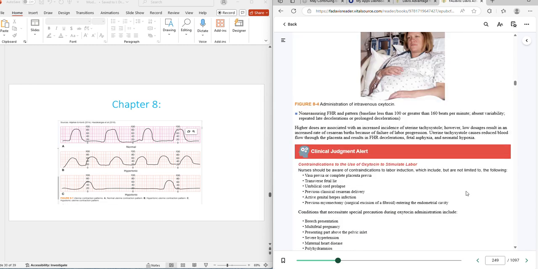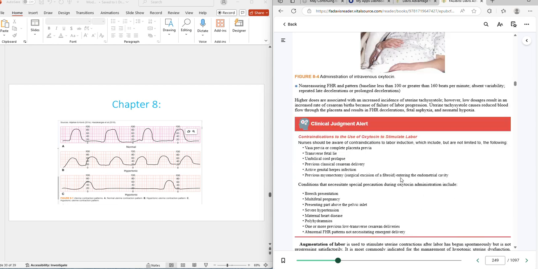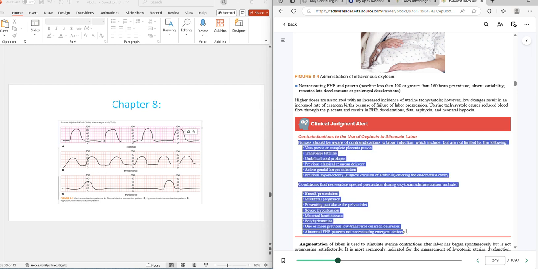Clinical judgment alert. So just make sure you understand the contraindications on the use of oxytocin. Read through these and understand this clinical judgment alert.